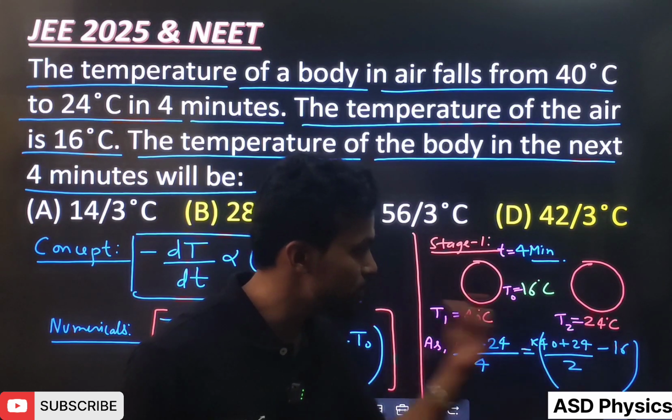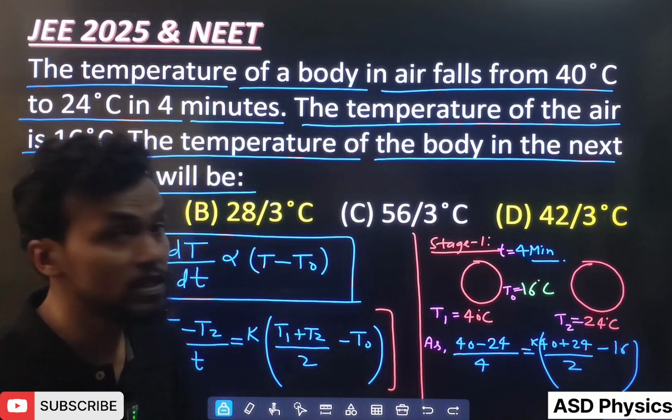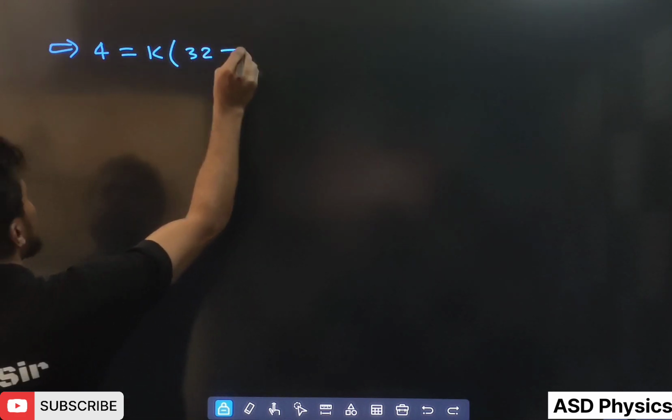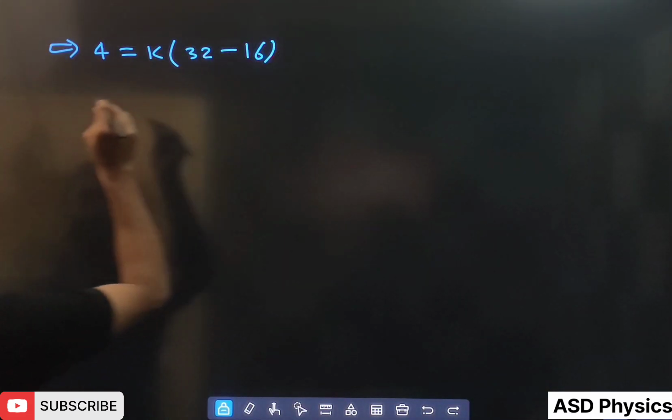This is how much here? 40 plus 24 means 64 by 2. So 64 by 2 will become what here? 32. Okay, so let me write here: 4 equal to k, 32 minus, and here what is there? 16. So see it, 32 minus 16, is it?